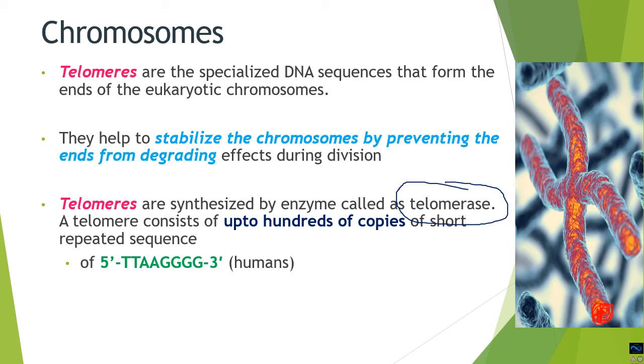Usually they are able to synthesize it by repetition sequences. These are repeated up to 100 copies at each end of the chromosome. So each telomere, for example, in humans is made up of a repeated sequence of T, T, A, G, G, G, while in yeast, the repeat sequence is T, X, G, Y, where X is 1 to 2 and Y is usually 1 to 4. That is, the sequence will be T, T, T, T, G, G, G, G.